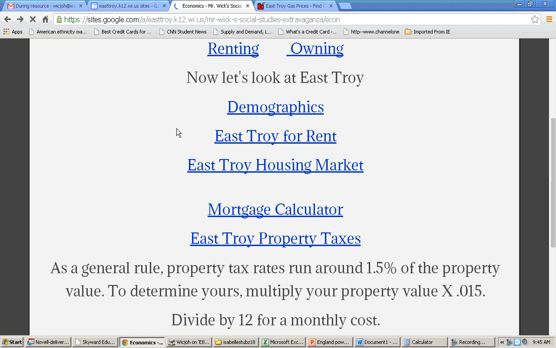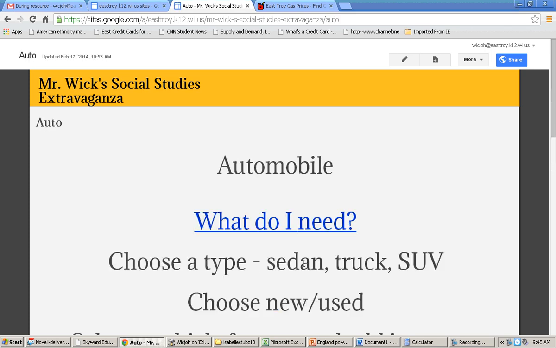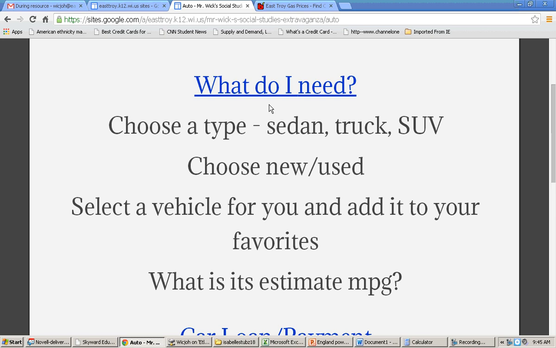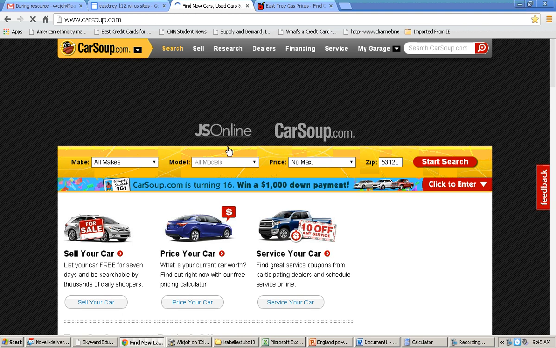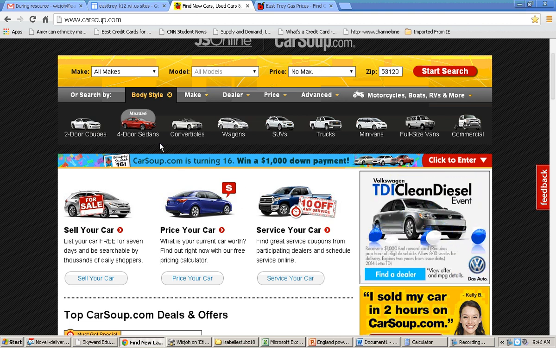Once we've done that, you want to go ahead and look at your auto. Now, I know my classes have already taken a chance to look at their cars. You go to What Do I Need? And you can, from there, as it reads, pick out a kind of car you'd like. Now, if you're Mr. Sue's class, you want to go a little bit quicker today because you're just a step behind. Take a look at the different kind of cars that are out there, new and used.